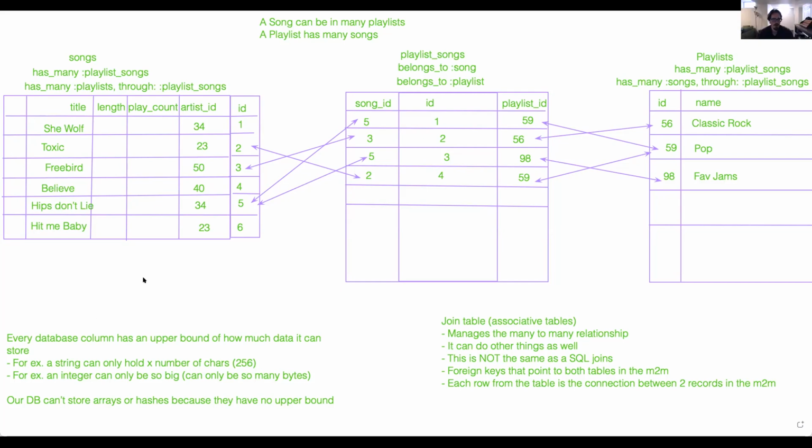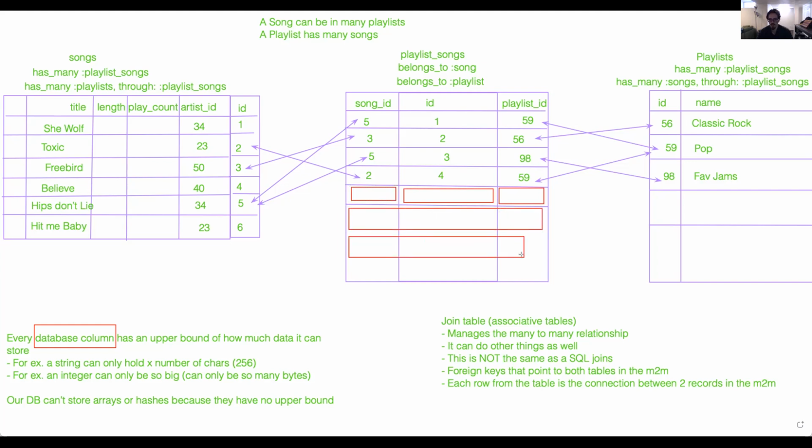So I want to highlight here that I said every database column has an upper bound of how much data it can store. What that's pointing to is for each one of these columns, we can only store X amount of data in it. But what you're pointing out, Dougie, is that we're getting around it because there's no limit to how many rows we can store. So rather than storing additional data in a column, we just create a new row to store that data. So no limit to how many rows our tables can store.